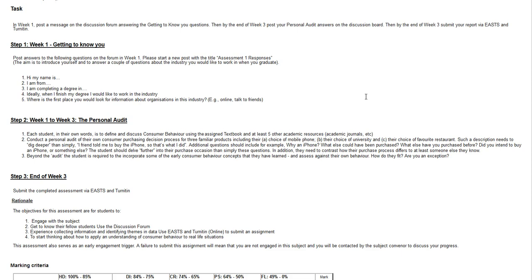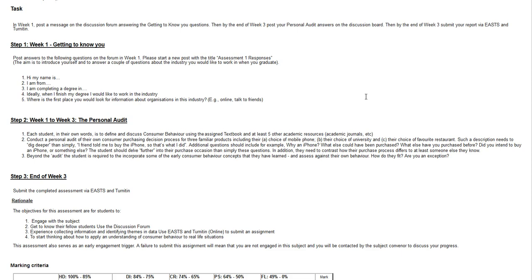So, I think the idea is that you go through and read some of the early work in the textbook, and see how these early consumer behaviour concepts apply to your decision-making process. That's from weeks 1 to 3, and at the end of week 3, you submit the completed assessment via East and Turnitin.